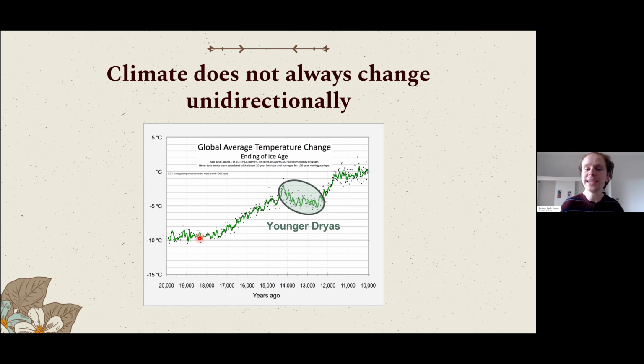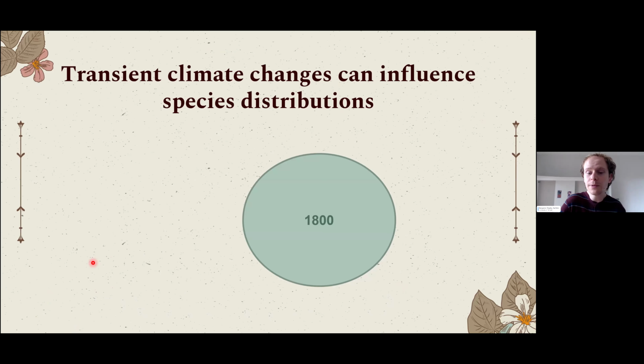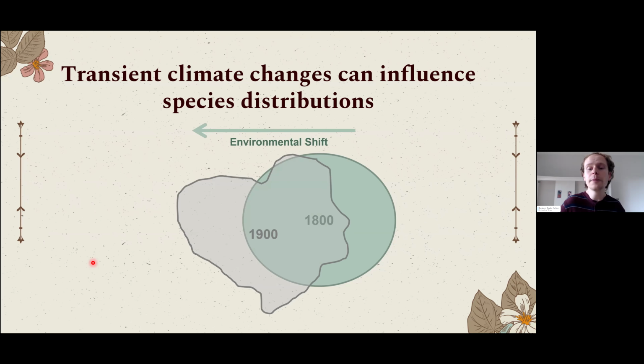So these transient climate changes can influence species distributions today. For example, I'll give you another conceptual example of how this might work. So let's say there's a species that lives in this green polygon in 1800. And then following some sort of environmental shift, it shifts its range to the west in 1900.